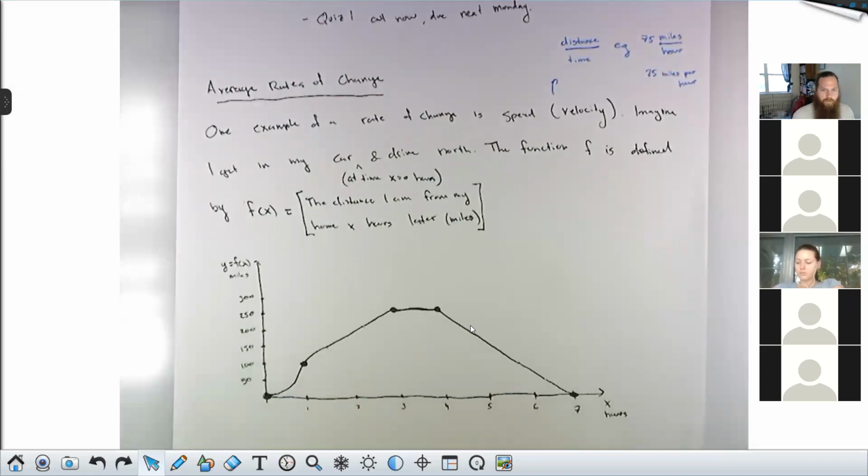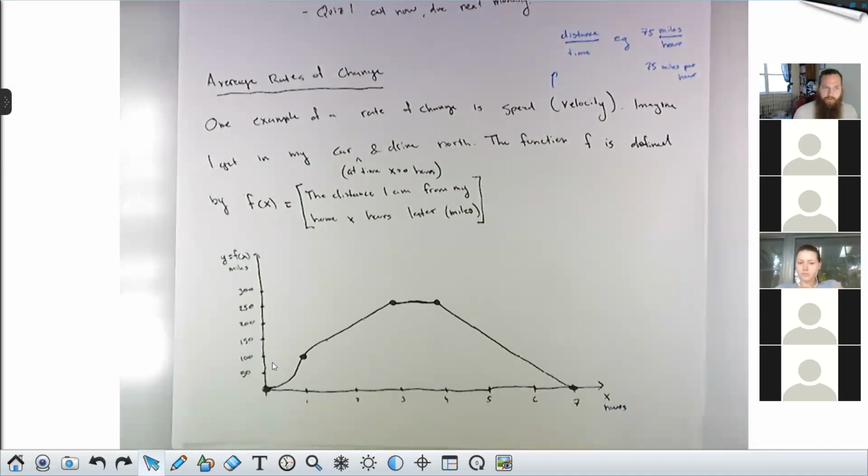Looking at this graph, thinking about the units of the y values and the units of the x values, what sort of object here could tell me a speed or a velocity? How could I get a distance over a time? Just think back to some concept that you've seen in a previous algebra class. Where have you divided y values by x values? Don't think too hard. I'm sure you all know this.